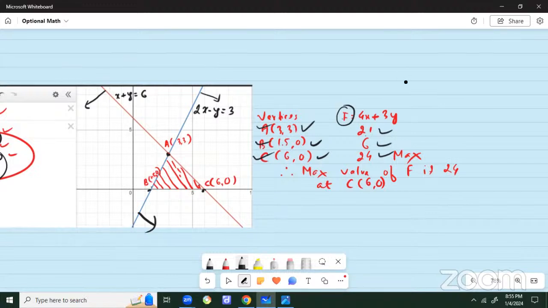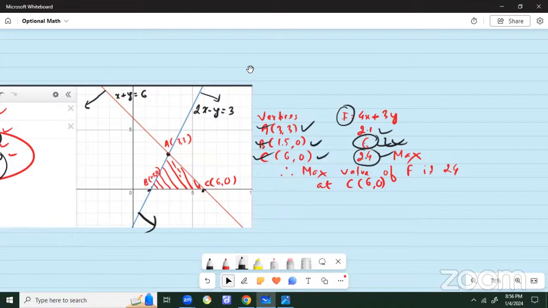So we are supposed to find the maximum value. That's why 24 is the highest of these three numbers. So we say that the maximum value of the objective function f is 24, which happens at the point C with the coordinates 6, 0. Or in the same question, if it was asking for the minimum value, we should have said that the minimum value of the objective function f is 6 at the point B with the coordinates 1.5, 0. All right.